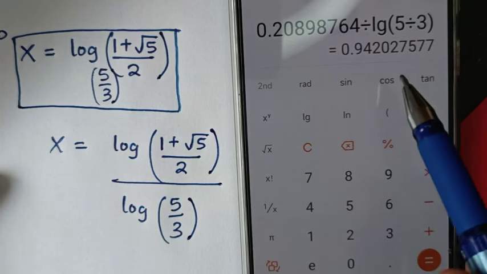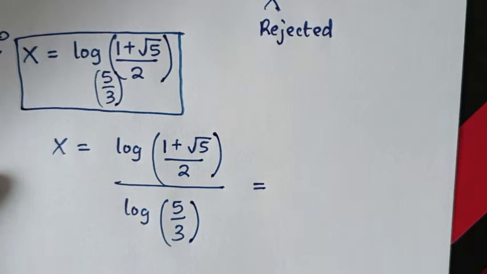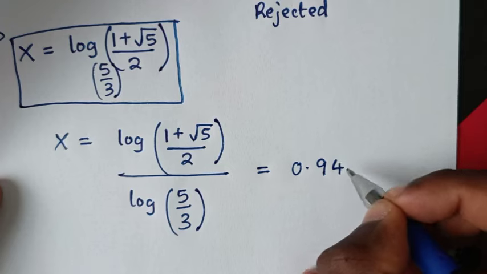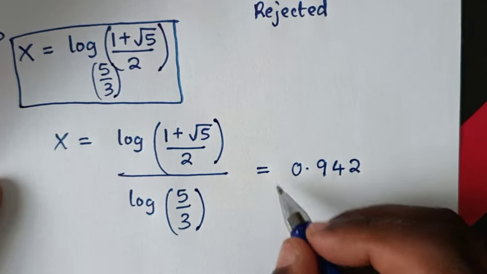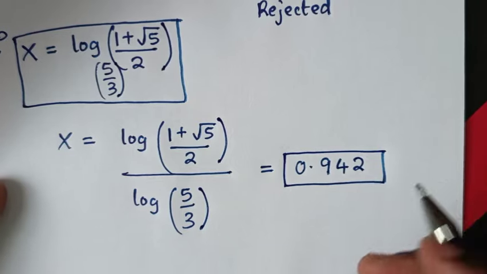So the exact value is 0.942. So x is equal to 0.942. This is also the answer for the value of x in our problem.